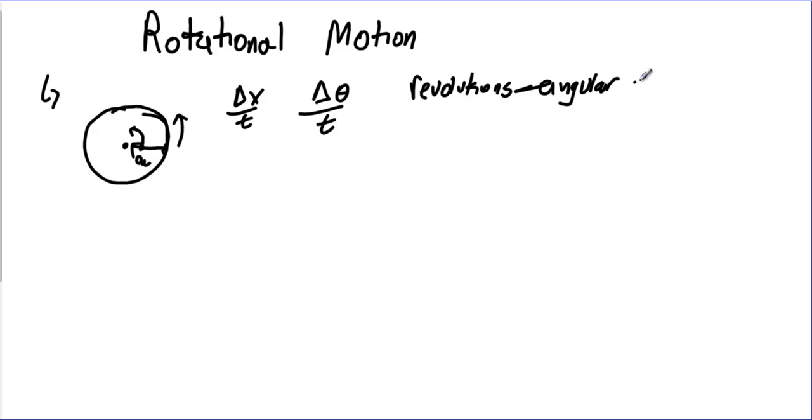So instead of looking at it as a distance that it travels, a delta x, that is translational or linear motion. Now we're looking at it in terms of what angle it rotates through.